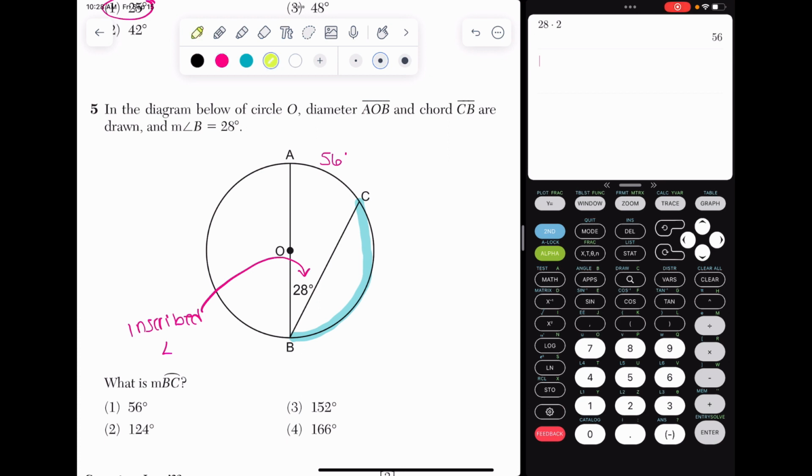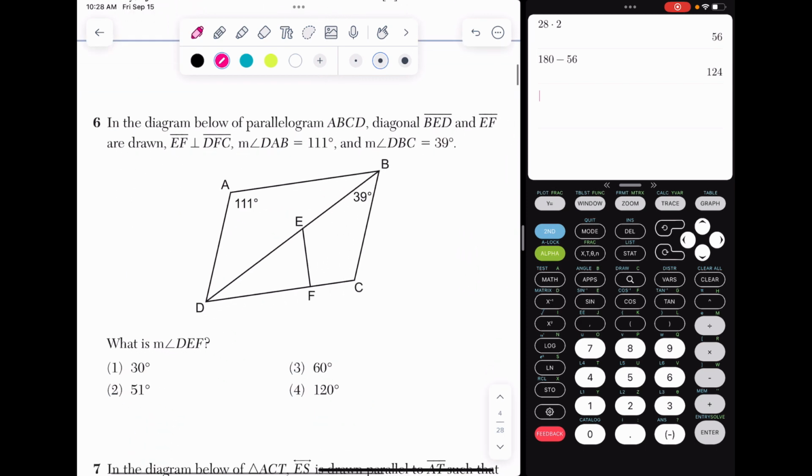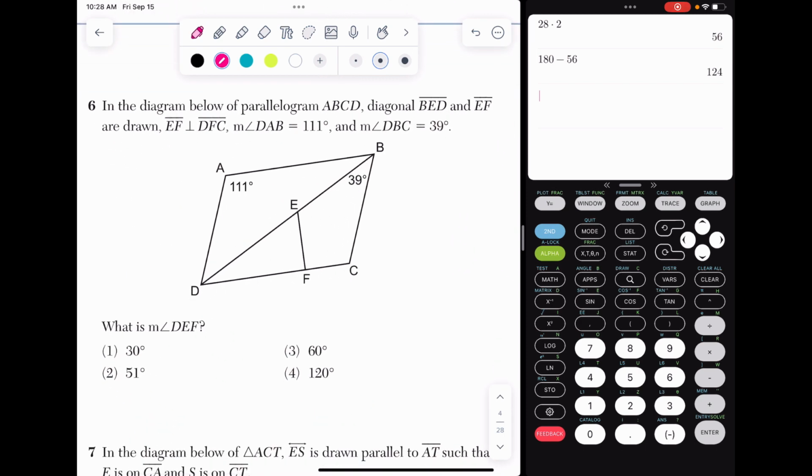Then notice here that we are given the information that AOB is a diameter. That means everything here must be 180 degrees. So I'm going to do 180 minus 56, and I'm going to get choice 2, 124 degrees.